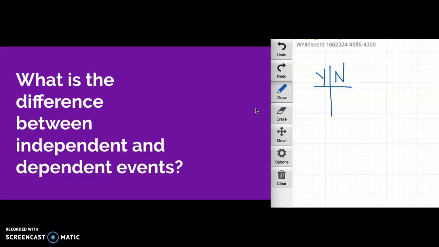If we have a deck of cards, we draw a card and we leave it out of the deck, so now there are less cards to draw from the second time. Right, that's a dependent event. So independent events do not affect one another. Dependent events do affect one another.